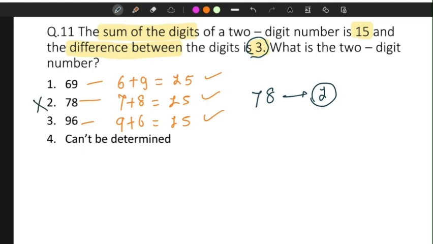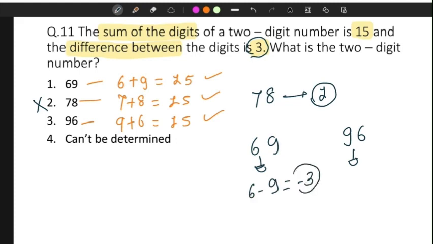If we look at option A and option B, that is 69 and 96, many of the students have done this question in such a way that, ma'am, we cannot perform 6 minus 9, as that will give us minus 3. So the difference is not 3 here, and this option is also eliminated as per them. And they thought that 9 minus 6 is equal to 3, so here the difference is coming 3, so they have chosen this as the answer.